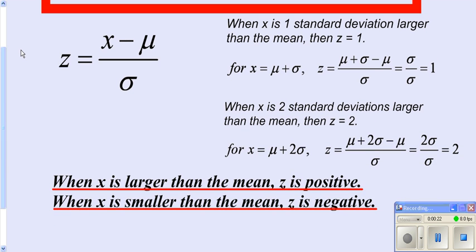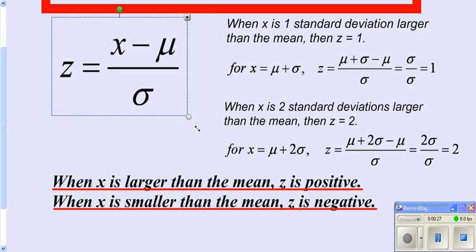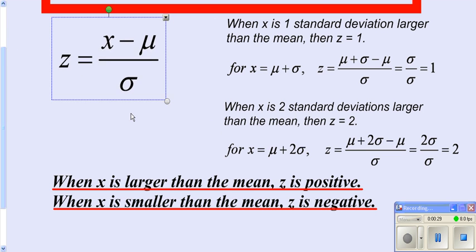When you're not a full standard deviation above or below your mean, then we need to use your z-score formula, where x is the data value that you have. We want to know how much is above or below that particular value. Mu is your mean of your population. Sigma is the standard deviation of your population. Now, if x is larger than your mean, then your z will be positive. If x is smaller than your mean, then your z-score will be negative.